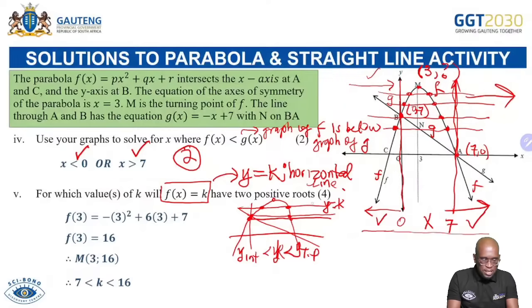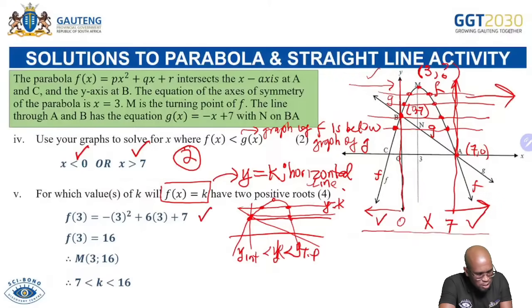All right, I'll quickly explain it again. We wanted where the horizontal line will cut on the positive x-axis. Will cut twice on the positive x-axis. So that happens below the turning point and above the y-intercept. But we did not have the turning point. So we started by determining the coordinates of the turning point using the axis of symmetry. Then we define that line.